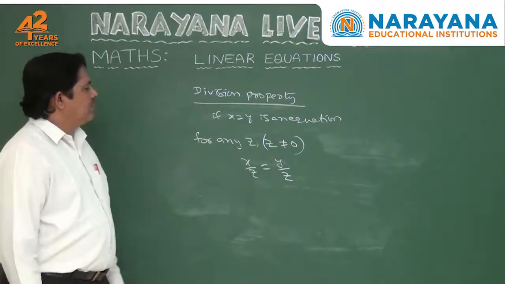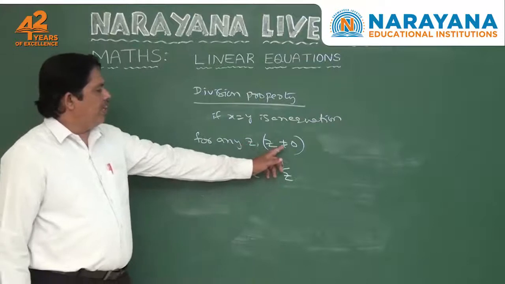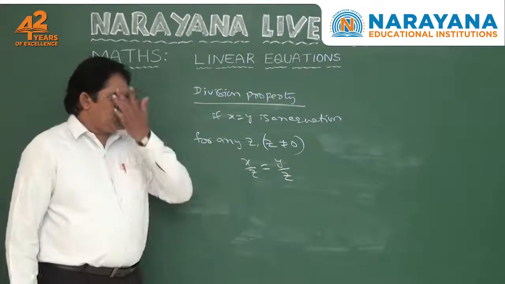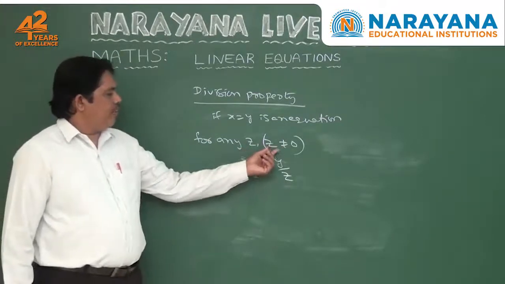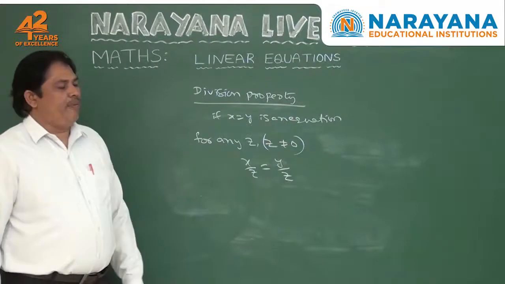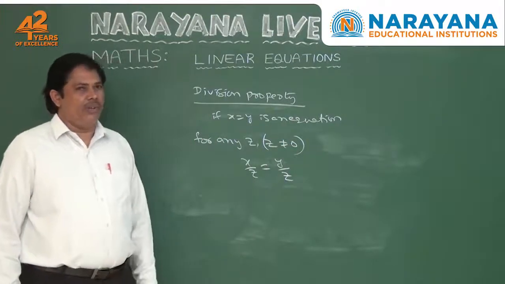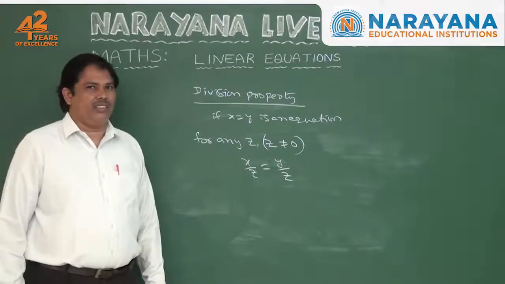This property is called the division property. Here z should not be equal to 0. If z equal to 0, then anything divided by 0 is not defined. That's why we divide by a non-zero number. So these are the properties of equality. Thank you.